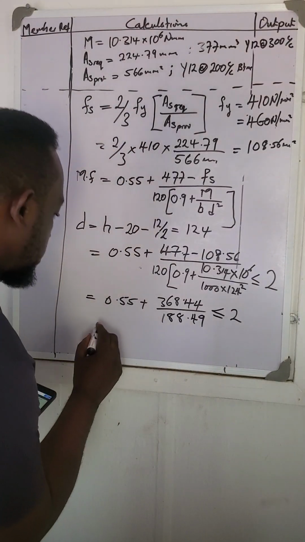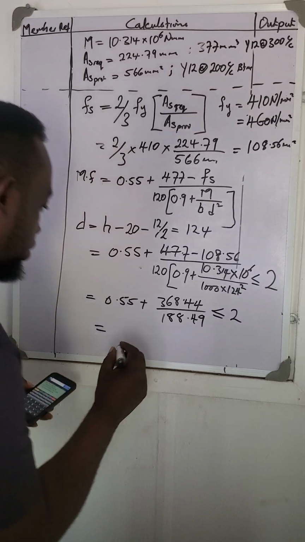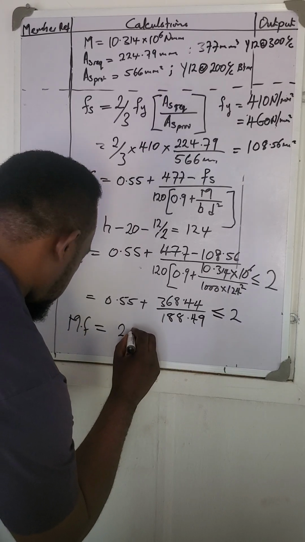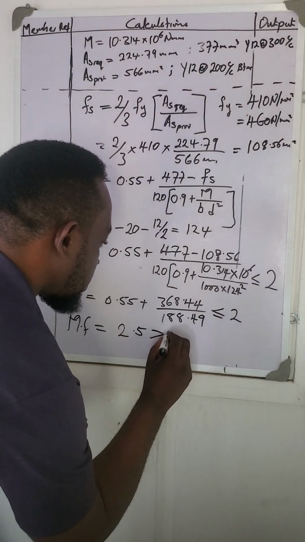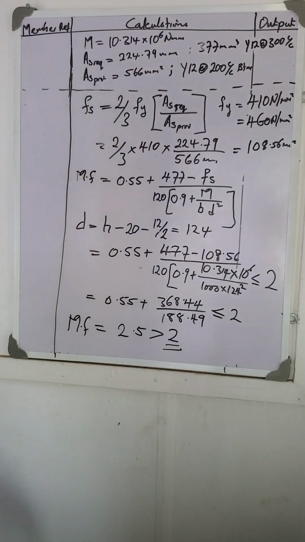Okay, when you compute this, you have 368.44 divided by 188.49, plus 0.55. When you compute, the modification factor is equal to 2.5, which is greater than 2. So you adopt 2. You use 2 for your modification factor.